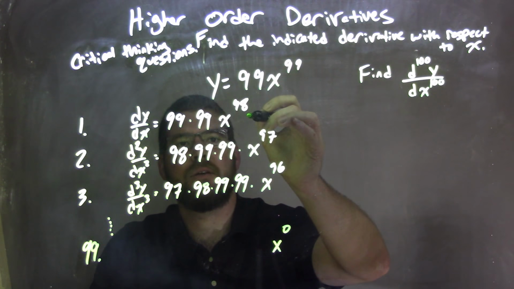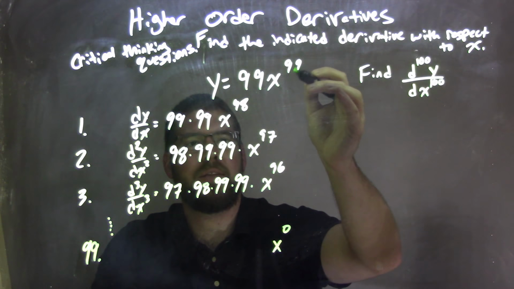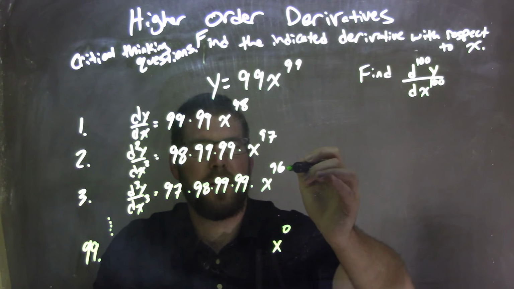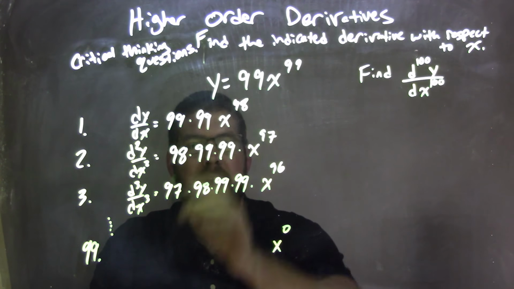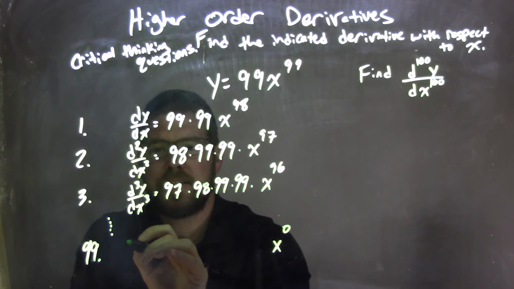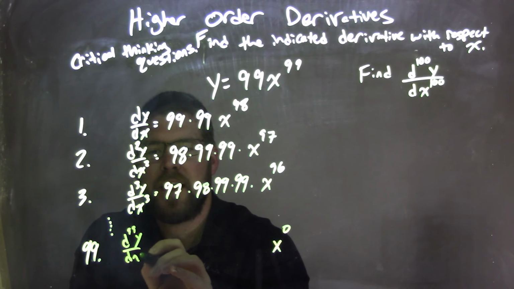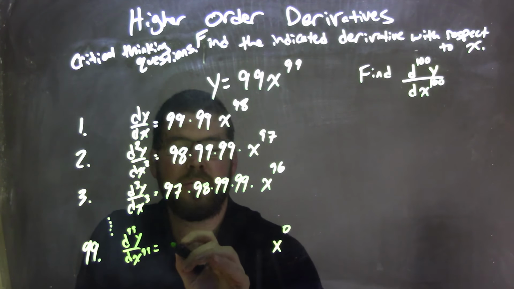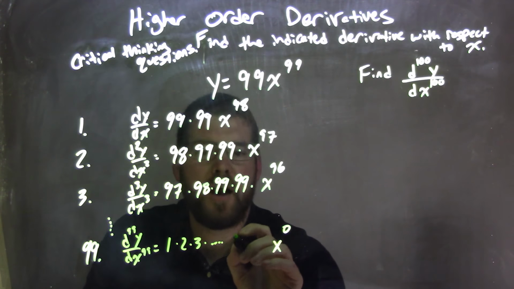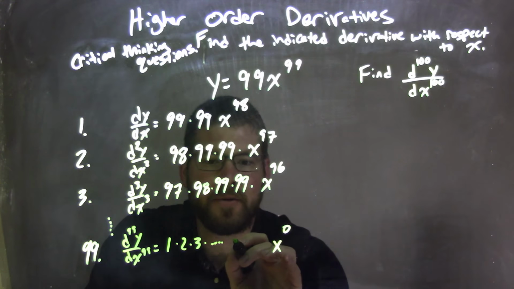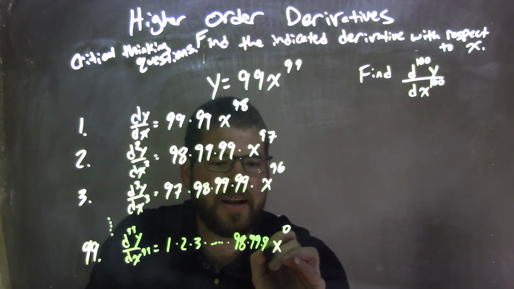Remember, each derivative we subtract the exponent by 1. The first derivative, 99 minus 1 was 98. Second derivative, subtract by 2, 97. By 3, 96. And we multiply by whatever that exponent was previously out in front. So the 99th derivative of y with respect to x to the 99th power would equal 1 times 2 times 3 times, not forever, up to 98 times 99 times 99.